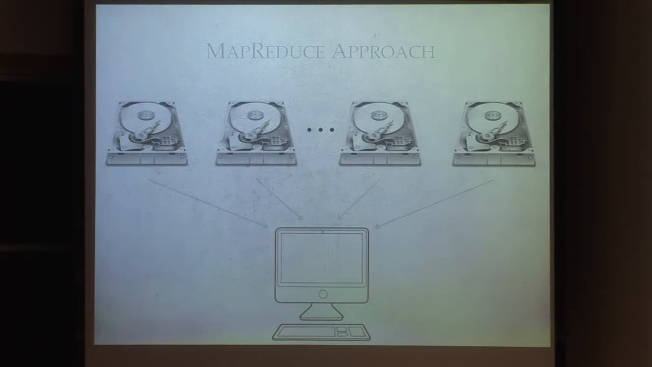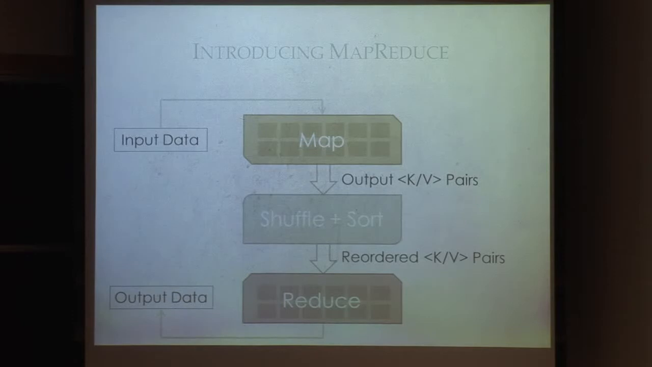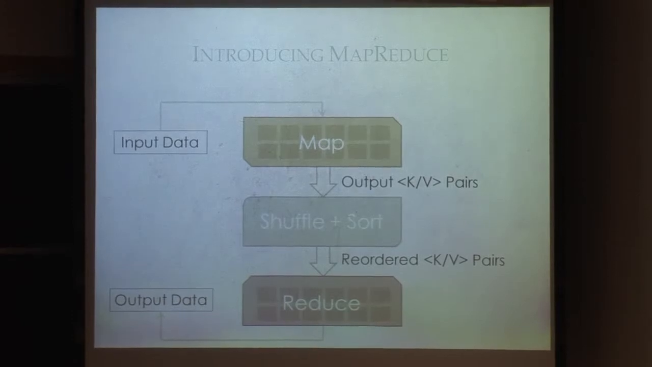So if in our book example we were to do this, we would be pulling the data in from each disk of the mapper computers to a reducer computer. And this reducer would run an algorithm to combine the results and form a complete histogram. So in this case, you might imagine the word "the" appears in every chapter of the book. So we have multiple counts for "the," and we need to sum those up before we can actually get the histogram complete. So each of the reducers are going to save their output data to their local disks.